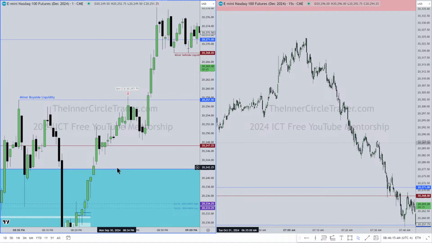Zoom, zoom, baby. So the first relative equal highs here, that's buy side. You can see at the actual high candles. Notice that. See how it does that? It's just beautiful, isn't it? It's almost like I know what I'm doing.